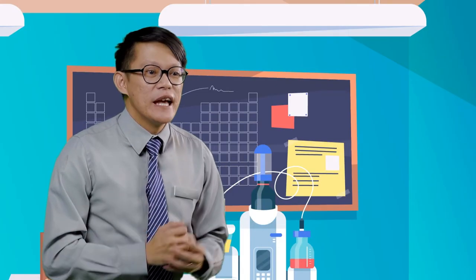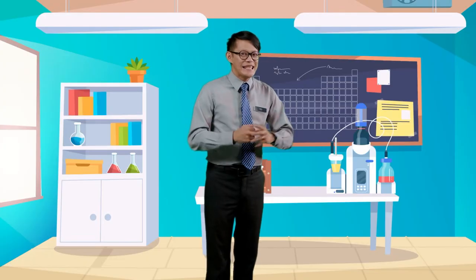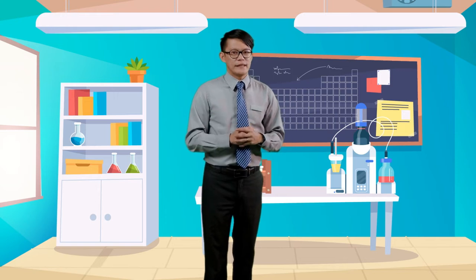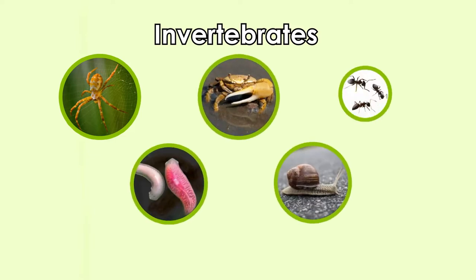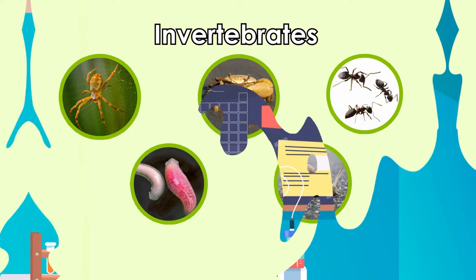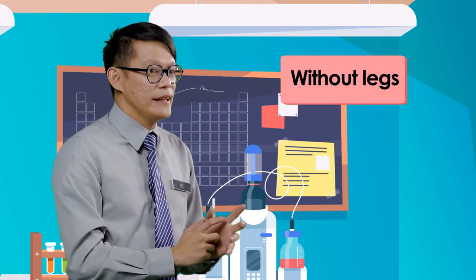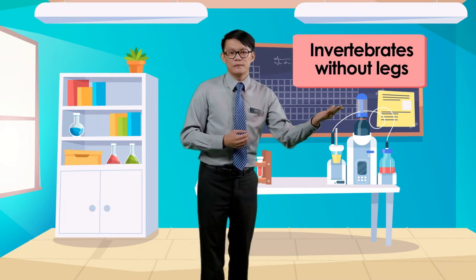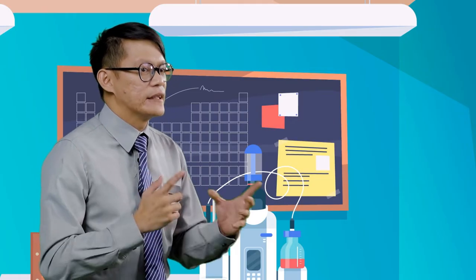Boys and girls, an invertebrate is an animal without a backbone. Let's see some examples of invertebrates. From the left, a spider, planaria, crab, snail, and ants. Invertebrates can be further classified into invertebrates without legs and with legs. Can you classify the invertebrates into invertebrates without legs and invertebrates with legs? Let's try it together now.